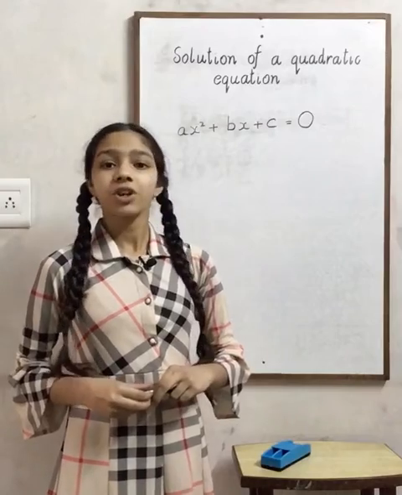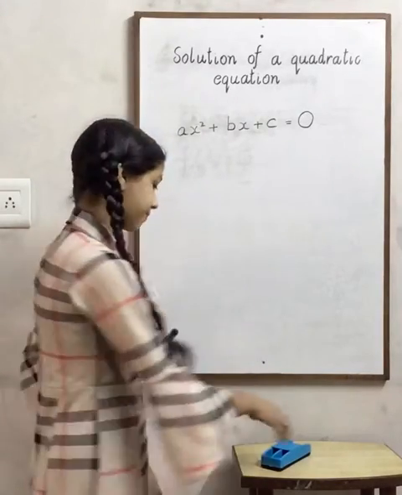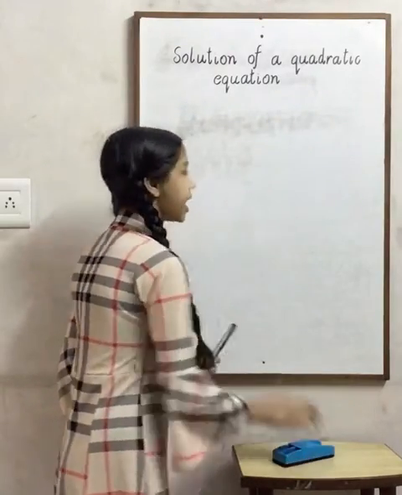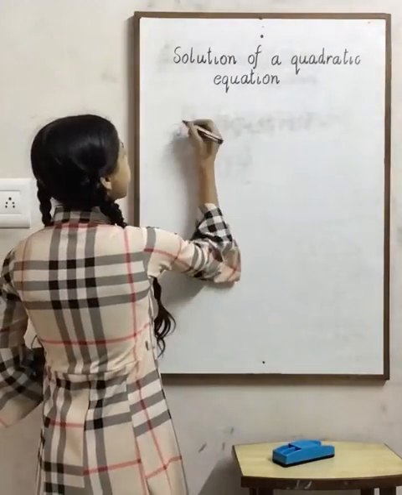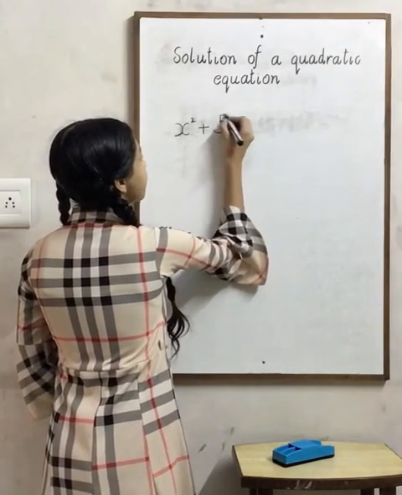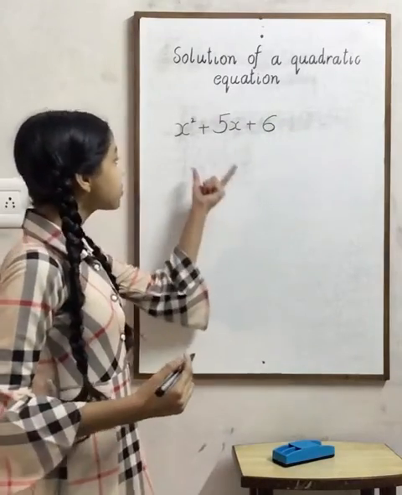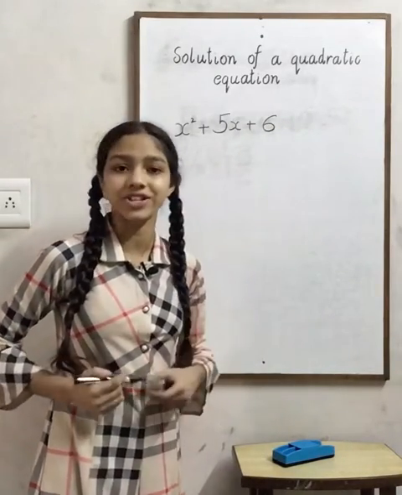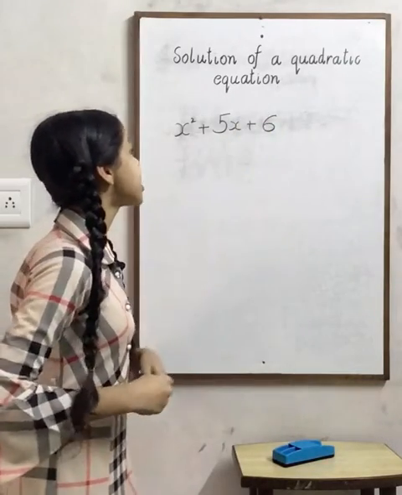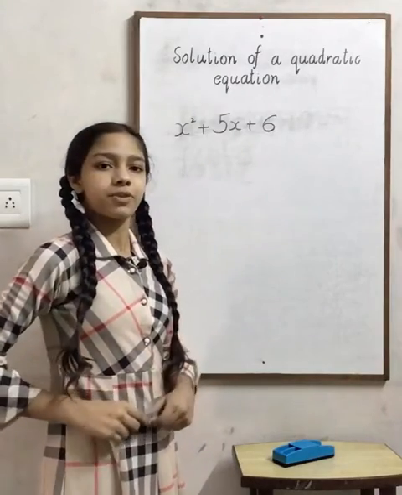Now let's talk about an example and its solution. So here is an example. x square plus 5x plus 6. So how to solve this quadratic equation? First step to solve a quadratic equation is to split the middle term in two terms.